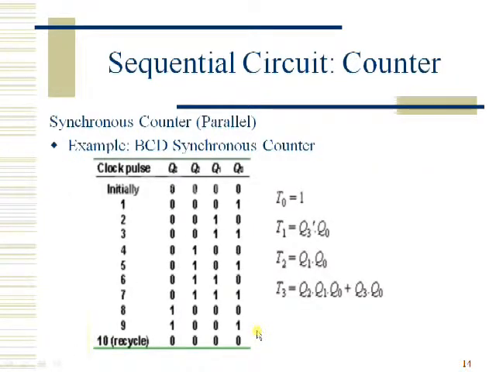Now let us implement one more counter, that is the BCD synchronous counter. Here initially you have to get the state diagram, which represents the present as well as the next states. From that you have to get this functional table, where you are representing the clock pulse as well as the states, that is 0, 1, 2 up to 9.